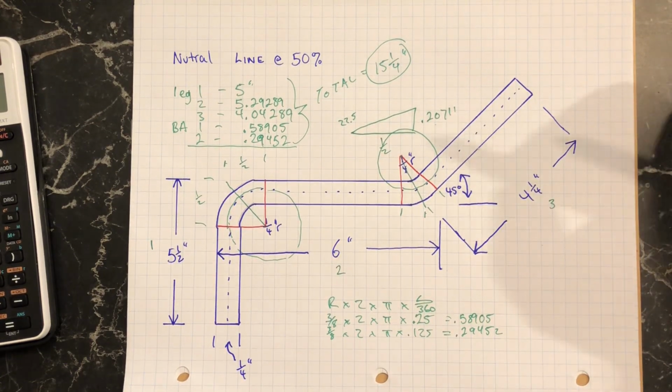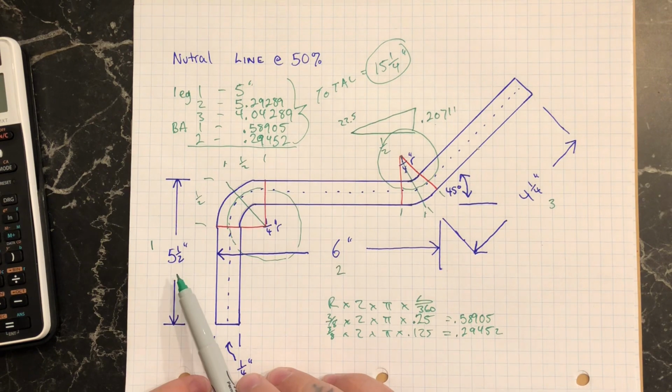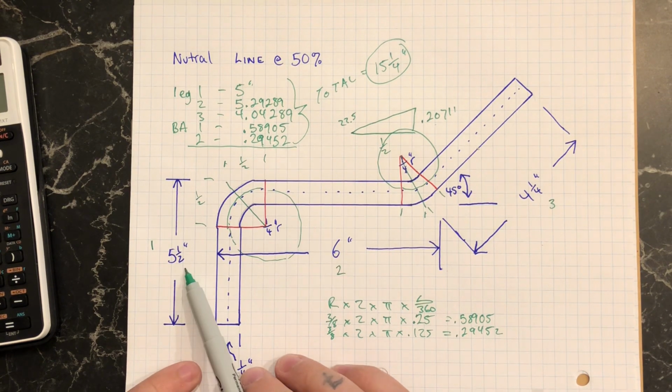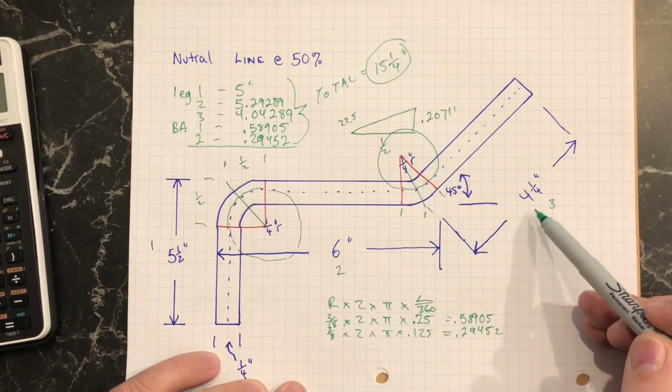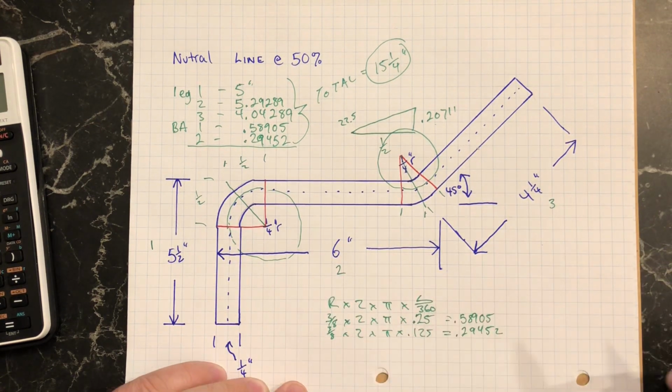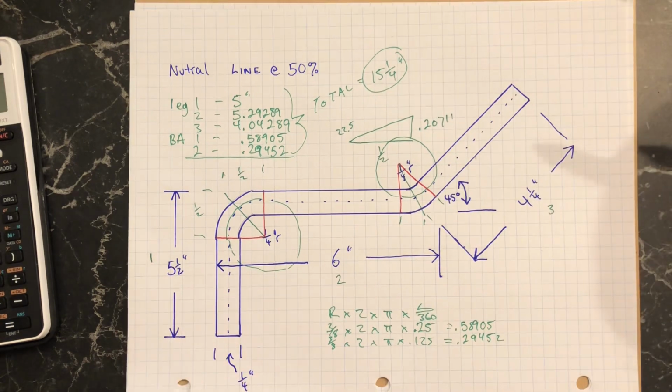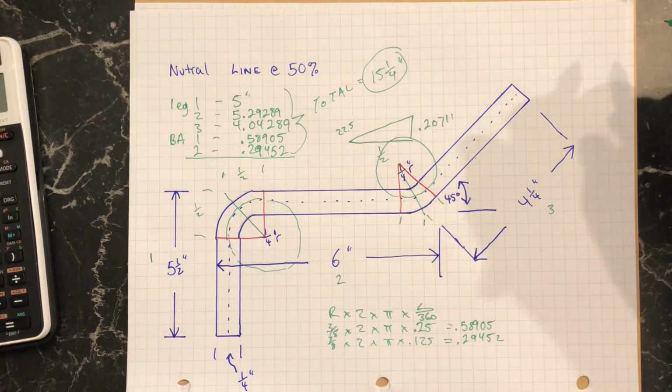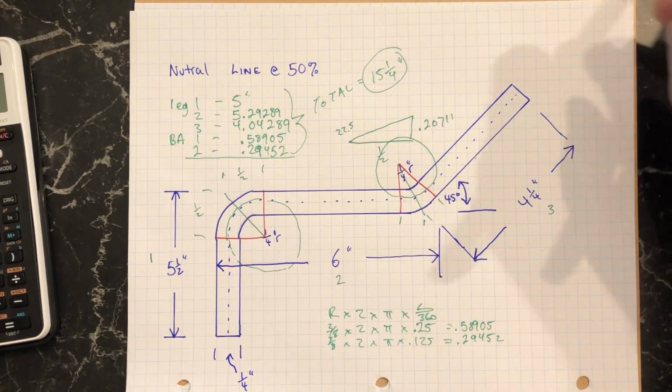Now I can double check it. So 6 plus 5 is 11.5, so the 15 3/4. If I was to add up these raw lengths, there'd be 15 3/4. 15 1/4 is definitely less than that. So I would say we're on the right track.